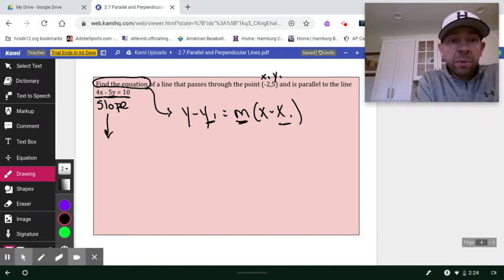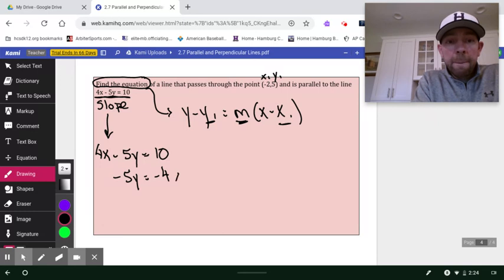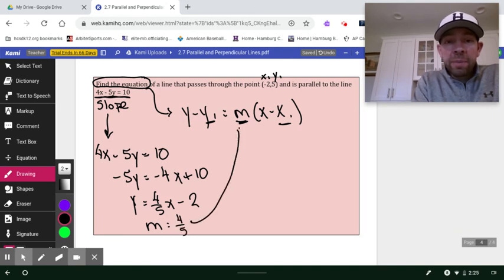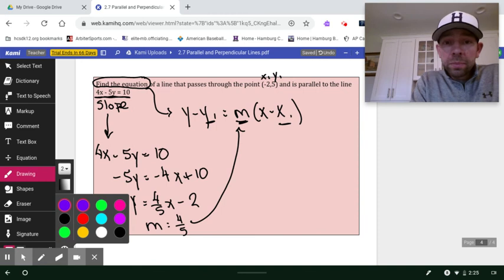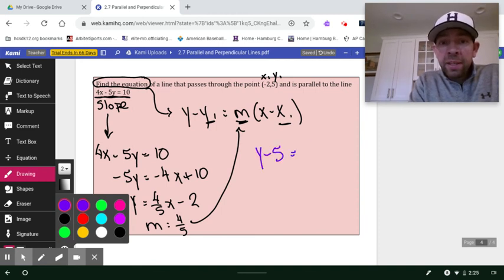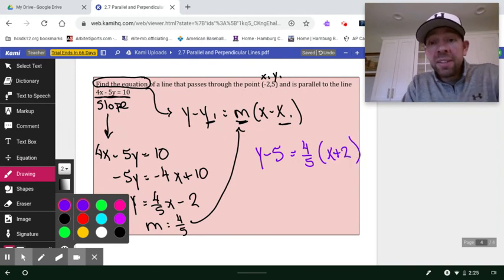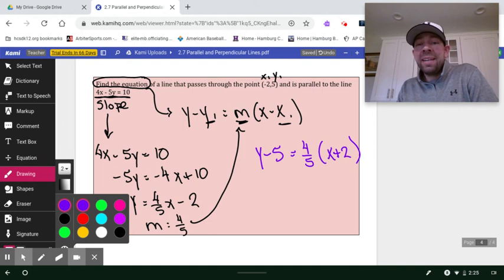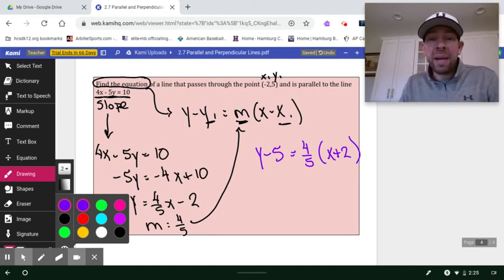So let's follow this equation: 4x minus 5y equals 10. Let's subtract that 4x over, and then we're going to divide everybody by negative 5. So I get 4/5 x minus 2, and the slope is going to be 4/5. Let's go ahead and sub that in. y minus 5 equals 4/5 quantity x plus 2. Now the reason I wrote plus 2 is because it was technically x minus negative 2, and those two negatives made a positive for us.